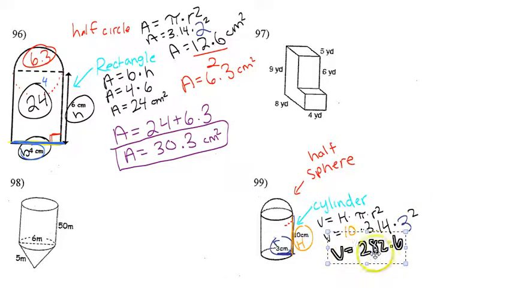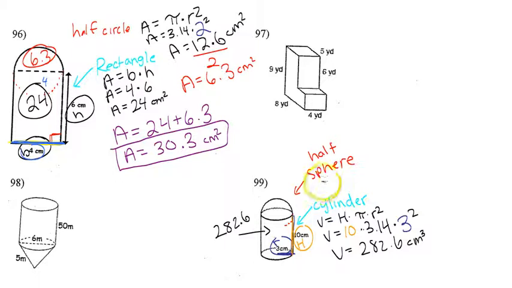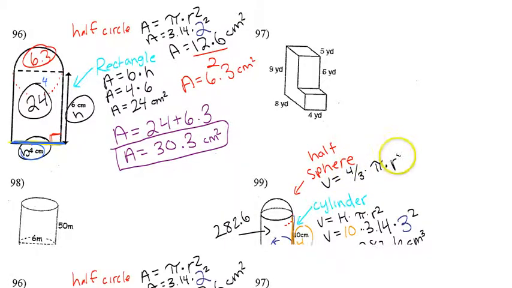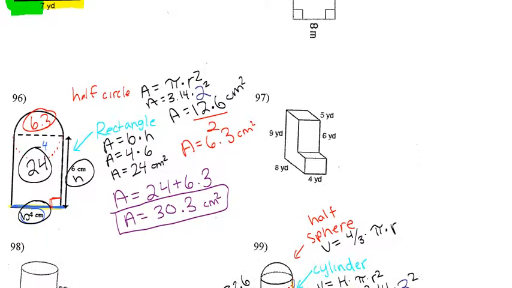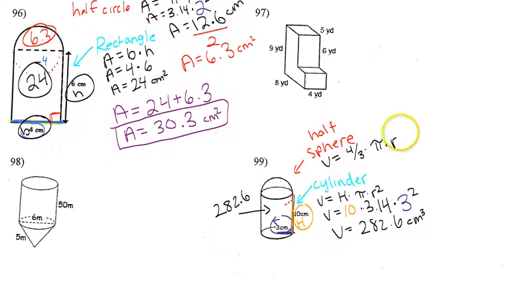I guess we'll leave it like that. So we have the volume of that cylinder. It's 282.6, and we're in centimeters cubed. Volume is in cubed. So this cylinder right here, 282.6. Now we just need to find the volume of the half sphere. The sphere volume formula is V equals 4/3 times pi times radius cubed. Bring it back down. Looks better. Radius cubed.